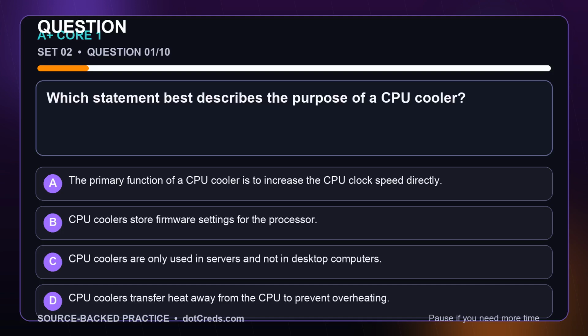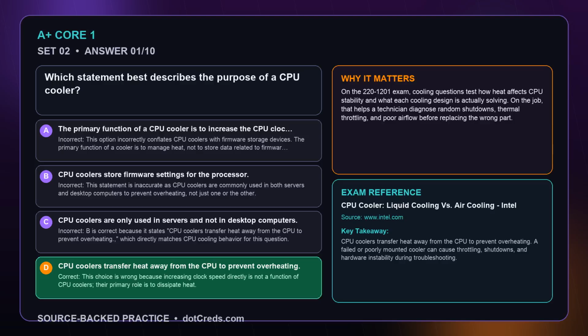Lock your answer now. Question 1 answer. D. CPU coolers transfer heat away from the CPU to prevent overheating. A failed or poorly mounted cooler can cause throttling, shutdowns, and hardware instability during troubleshooting.